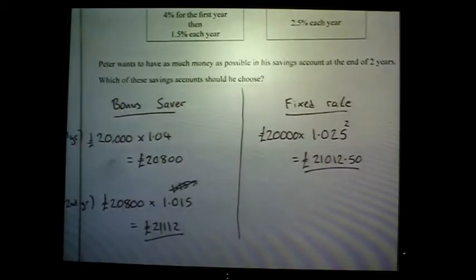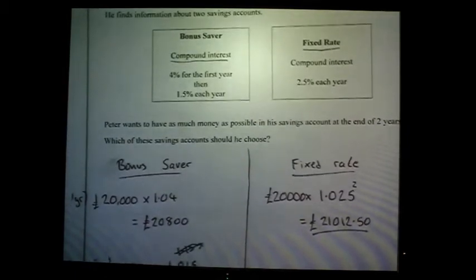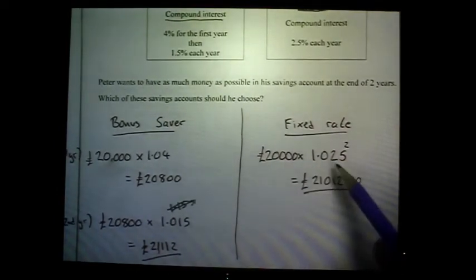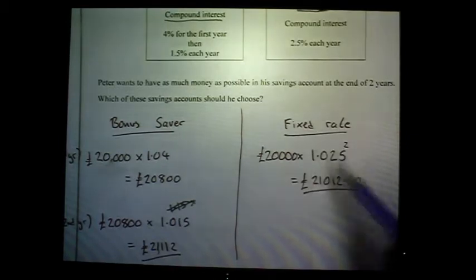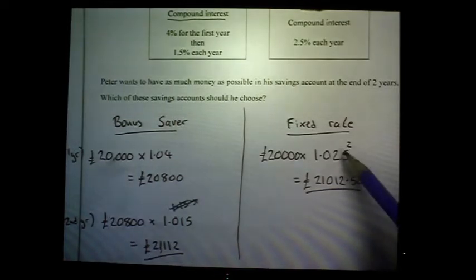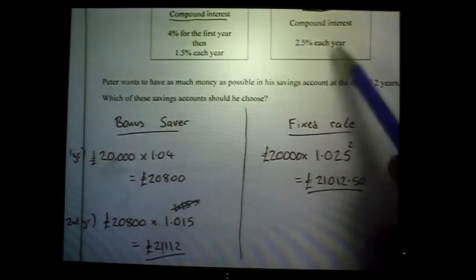The fixed rate one is over here. This is just 2.5% each year. So it's £20,000 times 1.025, because that's the multiplier for 2.5%. And because it's for 2 years, I've put a squared there. I can do that with this one on the fixed rate and not this one, because here the interest rate stays the same at 2.5%.